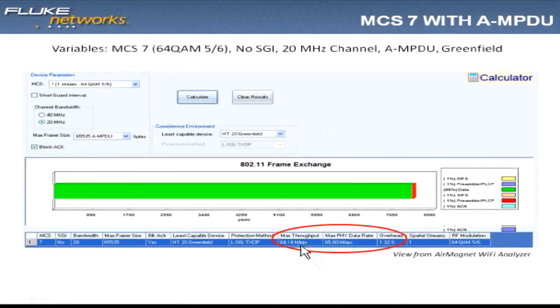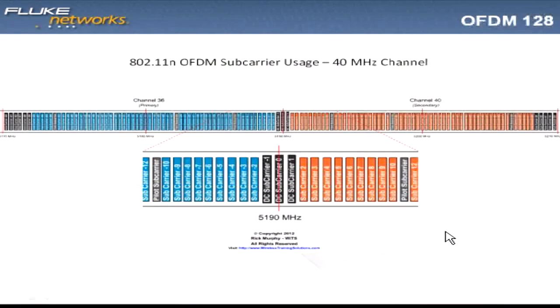Okay, we're coming very close. Max throughput is coming very close to max PHY data rate, at least in theory. Again, your mileage may vary in your environment. Okay, now let's take a look at the use of 40 megahertz channels and see what that does.